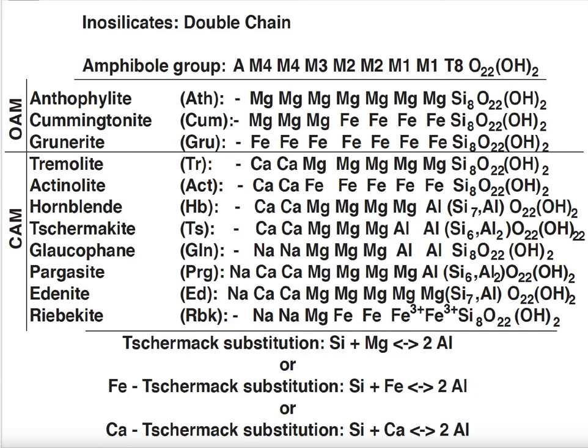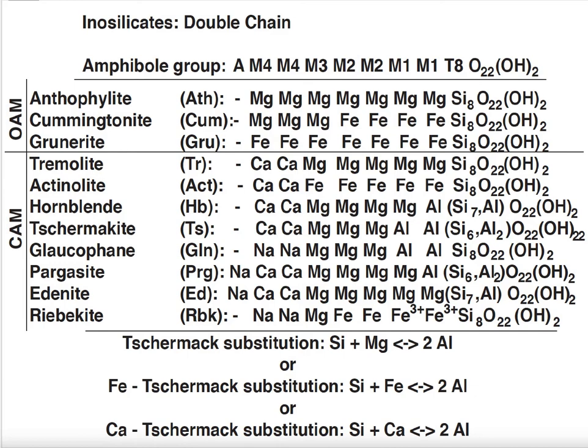Then we have two M4 spaces, and the M4 spaces are the biggest octahedral spaces. Then we have one M3 space. We have two M2 spaces. The M3 and the M2 spaces are of a medium size, whereas the M4 space is of large size. And then we have two M1 spaces, which are also of smaller size.